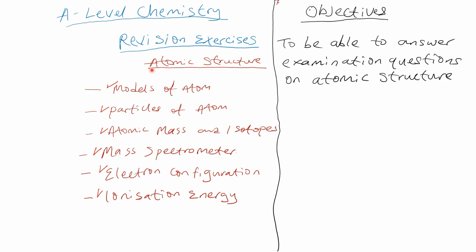In my previous videos, I have explained the concept of atomic structure, and that comprises models of the atom, particles of the atom, atomic mass and isotopes, mass spectrometer, electron configuration, and ionization energy. You can check my previous videos for detailed explanation on these concepts. So today we are going to look at possible exam questions that comprise these concepts.